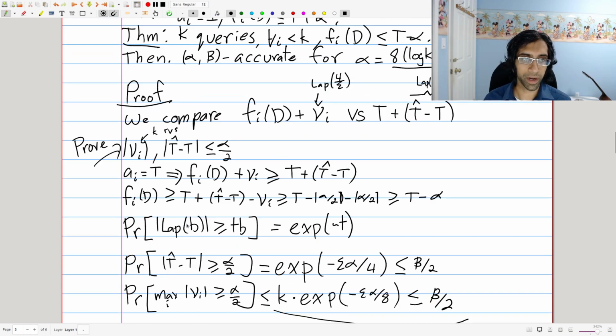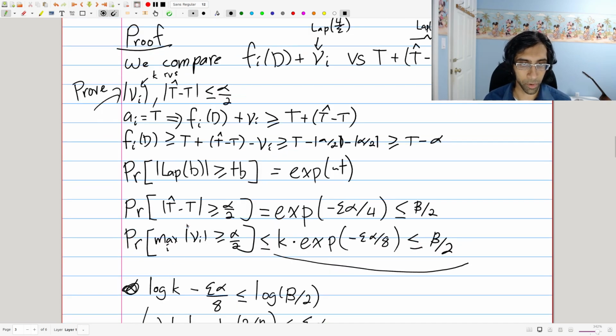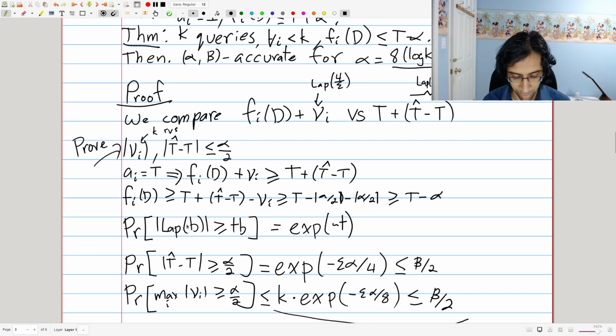So that's it for the above threshold component, which just looks at a stream of queries and answers them one by one, whether they're greater or smaller than some threshold. What we're going to see in the next part is how to chain this together in order to get the sparse vector technique, which can answer a sequence of these queries instead of just one.